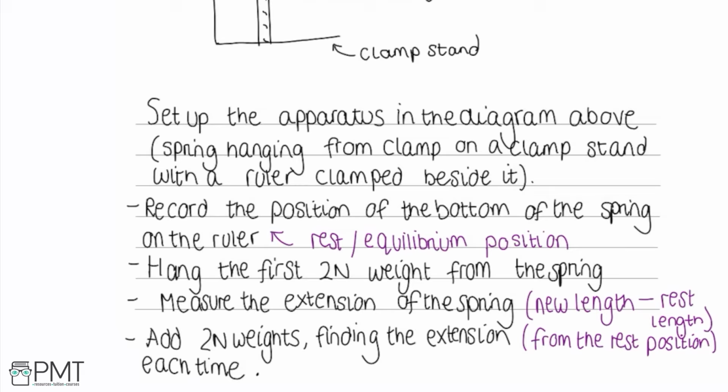So as we can see, when there's a force of 0 newtons, there's obviously going to be an extension of 0 centimetres, because that is the position that we're calculating this extension from.